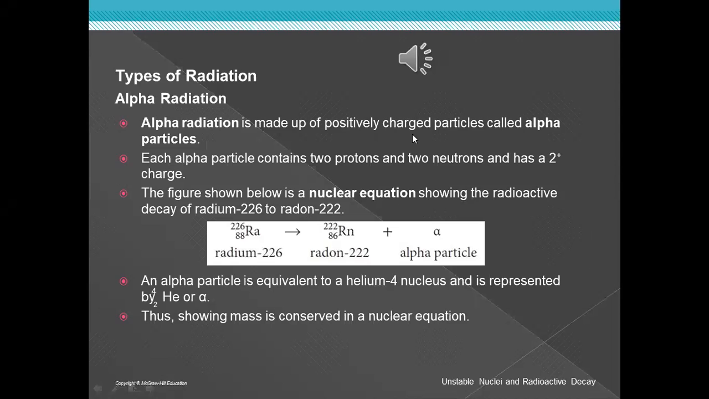This is the types of radiation, starting with alpha particles. Okay, listen to this audio, please.